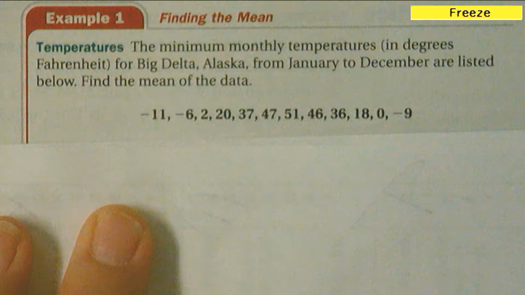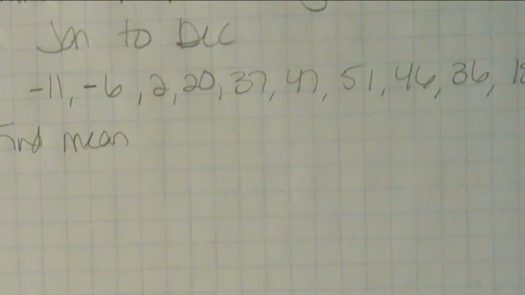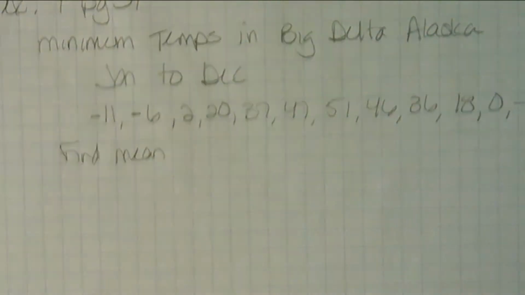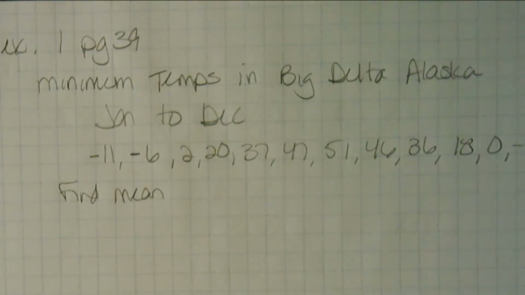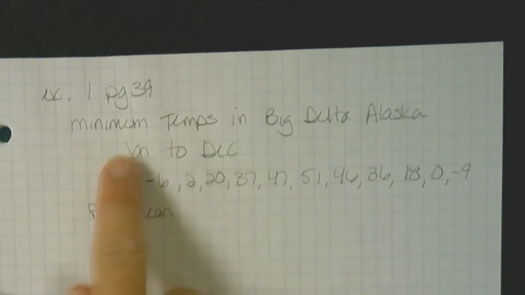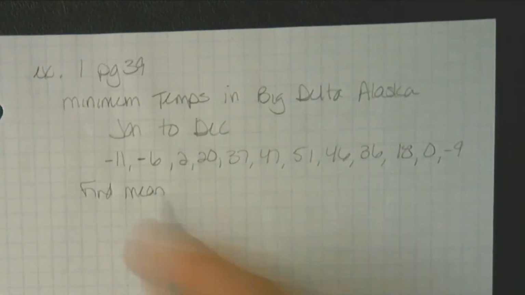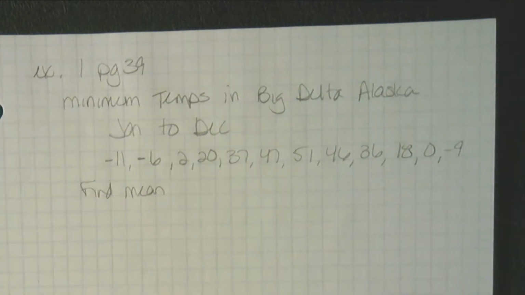So I wrote down, and I want to find the mean. Chances are they may also be asking you to find mode, and median, so when I teach this to you, it's with that in mind. Here are my givens. I've written down what the numbers stand for: the minimum temperatures in Big Delta, Alaska, January to December. I've written the values down, and I've written down what I'm looking to find.